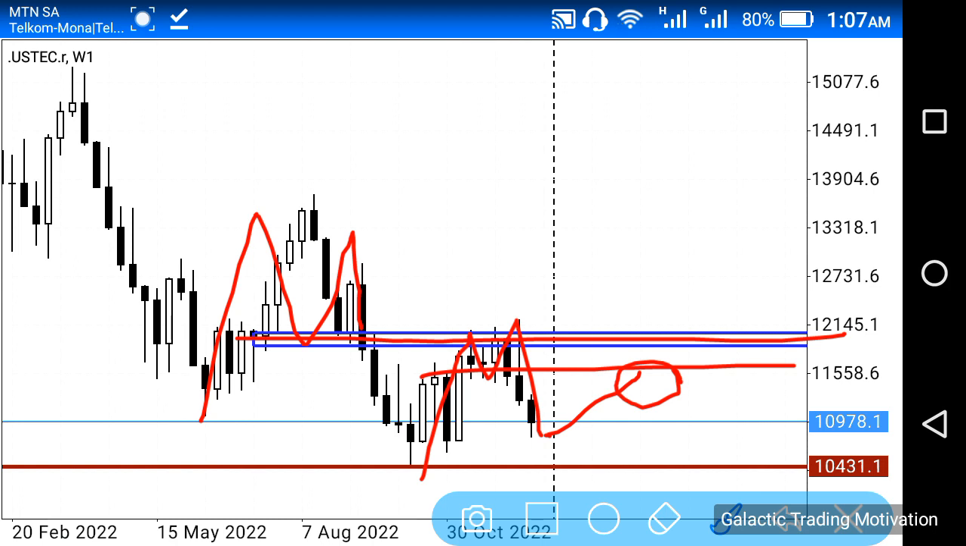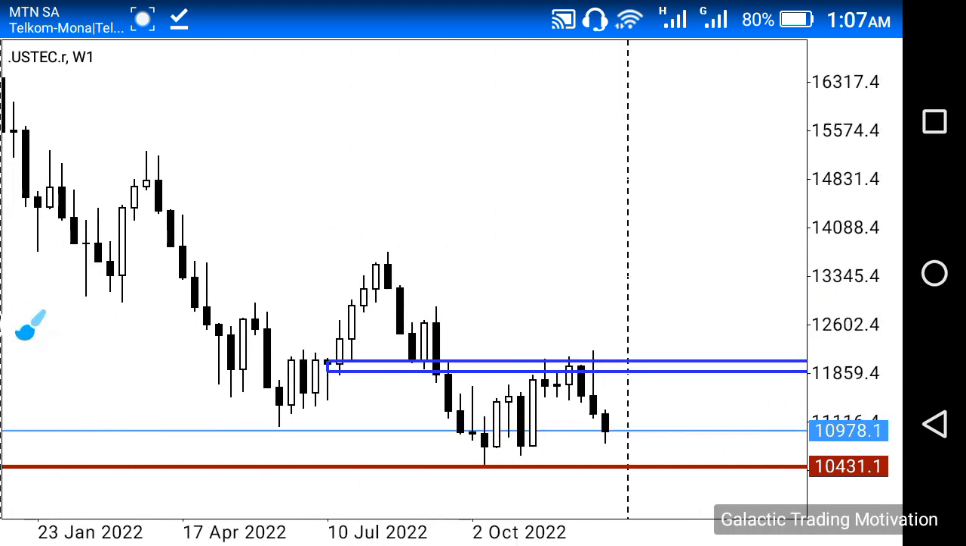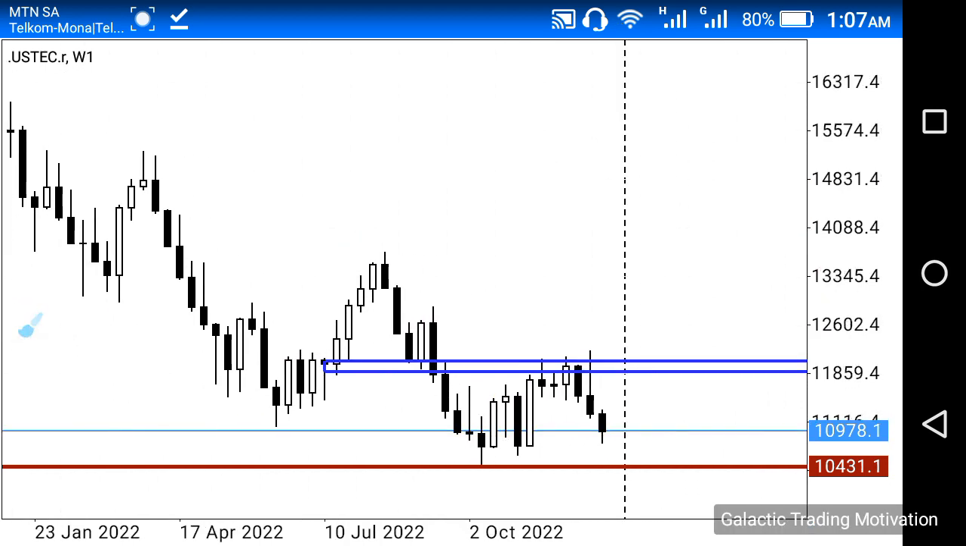If we do find any, our next take profit level would be this zone over here. That is because, as I've said, whenever we have M structures, we ideally want to see the market coming back to the neckline to test it, and at that neckline is where we would look for potential selling opportunities. So that is the weekly chart. From here, what I'm going to do is head down to the daily chart.